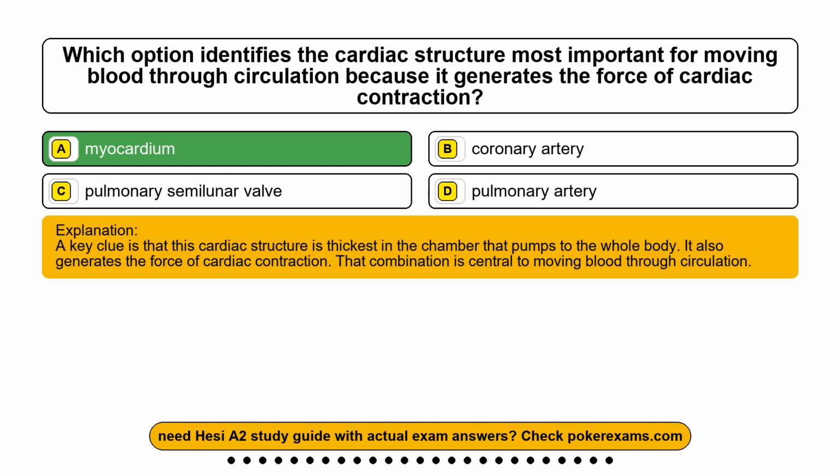A key clue is that this cardiac structure is thickest in the chamber that pumps to the whole body. It also generates the force of cardiac contraction. That combination is central to moving blood through circulation.